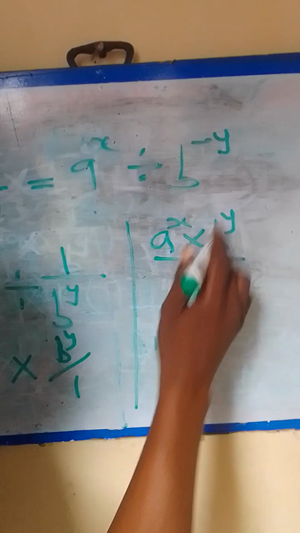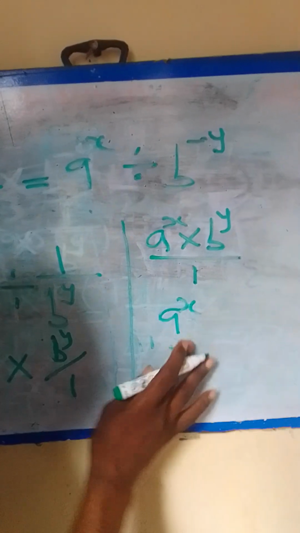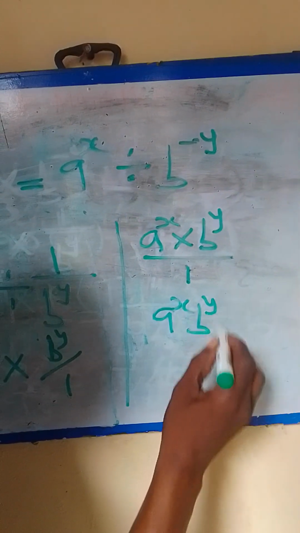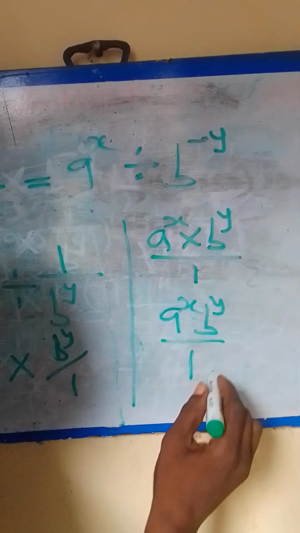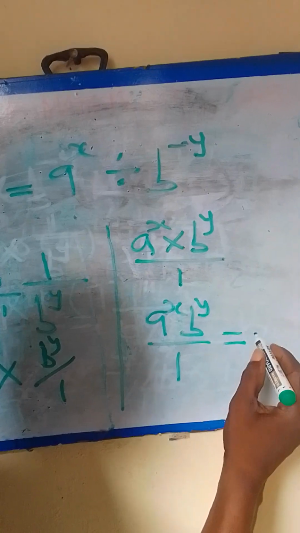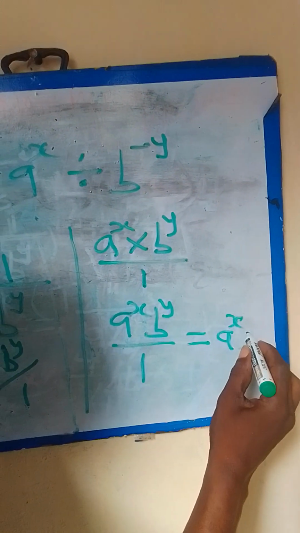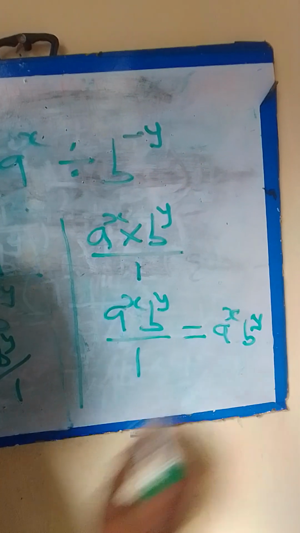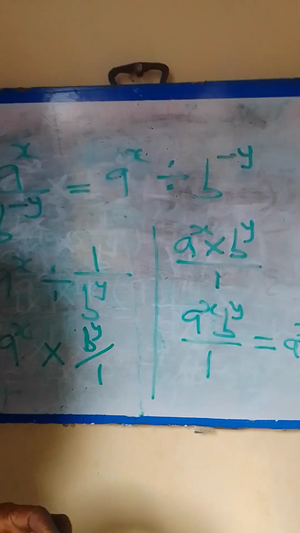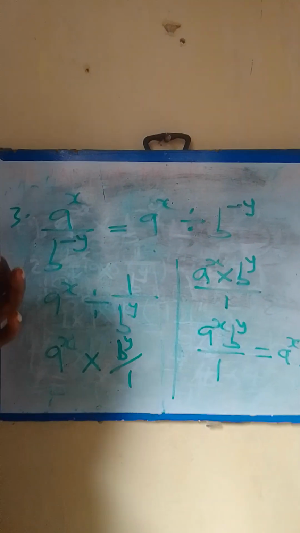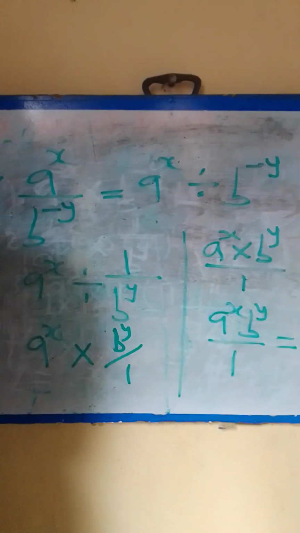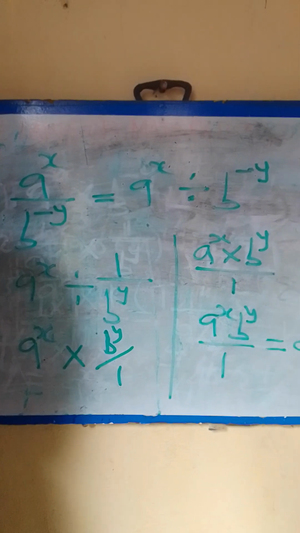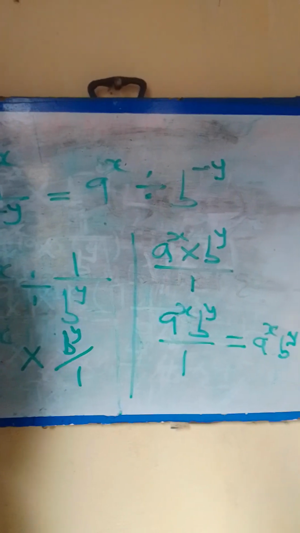So a^x times b^y all over 1, and anything divided by 1 is that thing. Now we have a^x b^y. So take note of this, because it's very important. We are going to make good use of it while we go ahead to solve problems in mathematics.